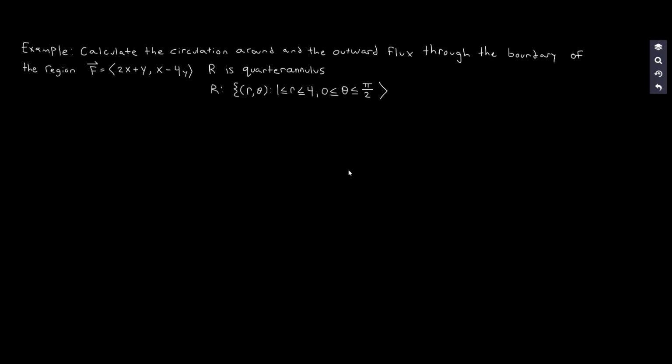This one is in polar coordinates. This one says calculate the circulation around the outward flux through the boundary of the region. Vector F equals 2x plus y and x minus 4y. R is a quarter annulus, and instead of x and y, it's r, theta, so it's polar, where r is between 1 and 4, and theta is between 0 and pi over 2.